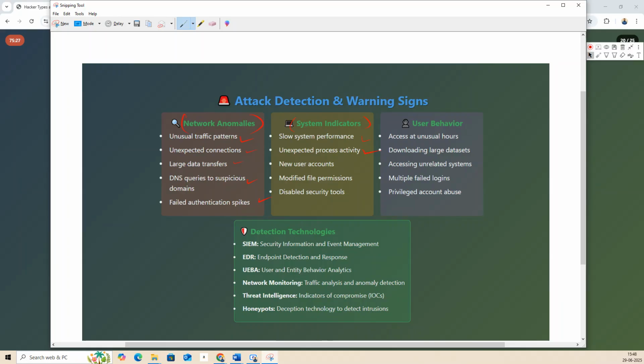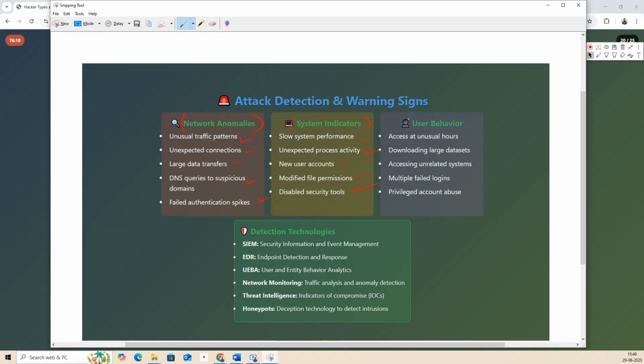Unexpected process activities, especially processes that shouldn't be running, could indicate an attack. New user accounts, particularly those created outside normal provisioning processes, could indicate attackers establishing persistence. Modified file permissions might indicate privilege escalation attempts, and disabled security tools are a clear sign that someone is trying to avoid detection.